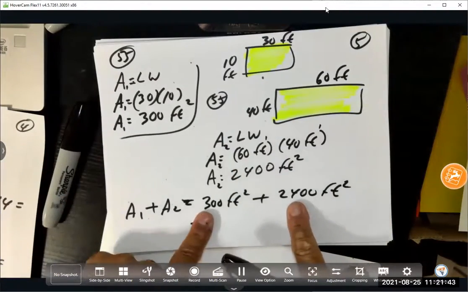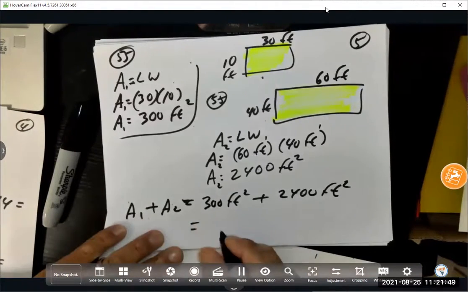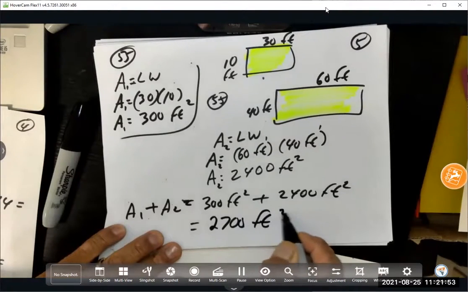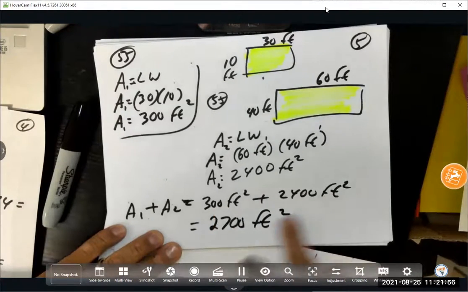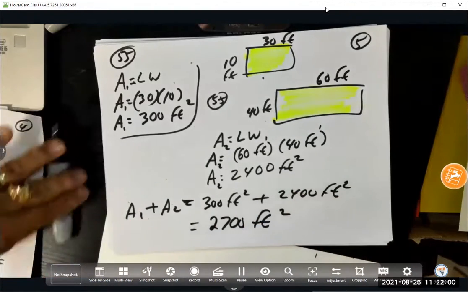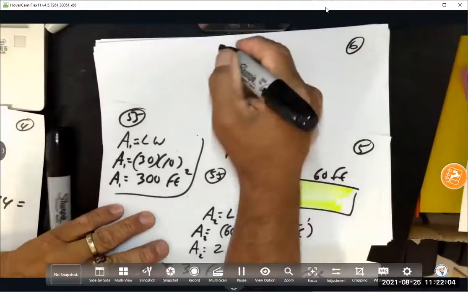So these two numbers right here, what is 300 plus 2,400? Yeah, this is 2,700 feet squared. So I can add feet squared with feet squared. Does that make sense so far for this? Yes? Okay.